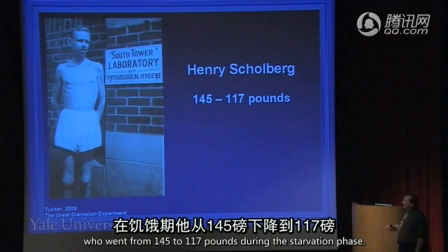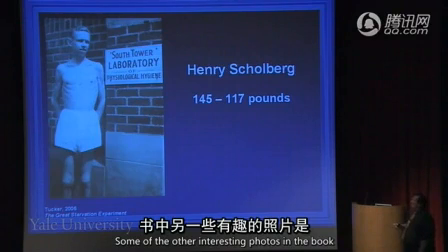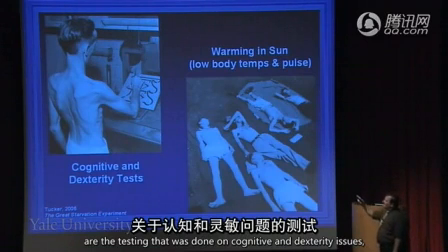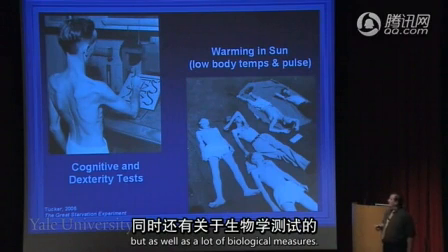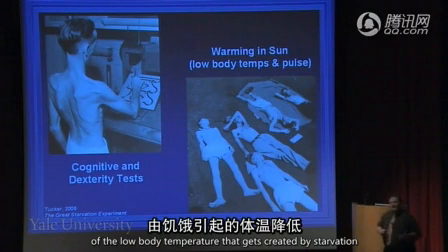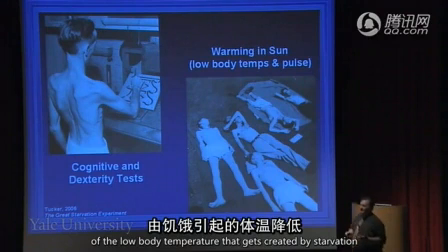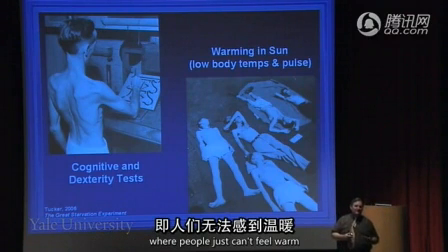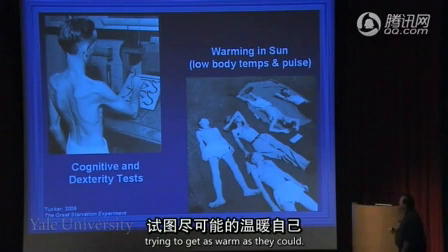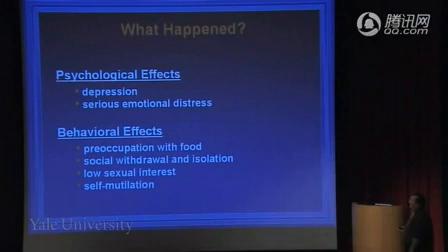Here's an example of another subject in the study who went from 145 to 117 pounds during the starvation phase. And some of the other interesting photos in the book are of the testing that was done on cognitive and dexterity issues, as well as a lot of biological measures. And then there were anecdotes, for example, of the low body temperature that gets created by starvation, where people just can't feel warm. And so these men were laying out in the sun trying to get as warm as they could.